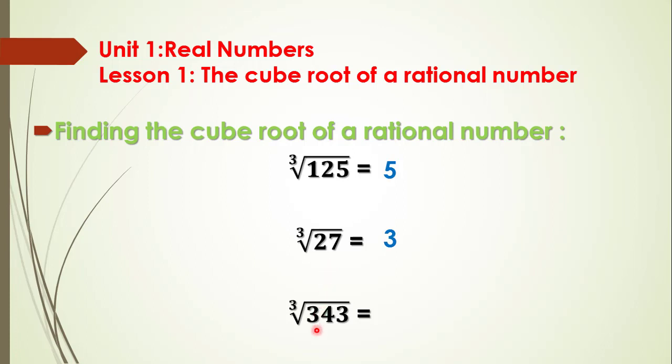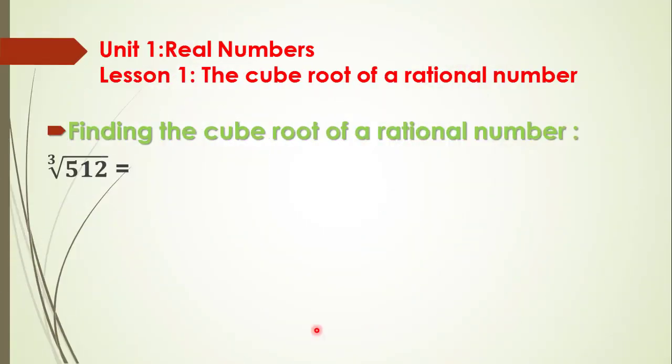Let's move to the cube root of 343. Yes, equals 7. Okay, if we want to get the cube root of any number, for example 512, by using factorization, let's begin by factorizing this number. Let's factorize. 512 is an even number, so I'll divide by 2.